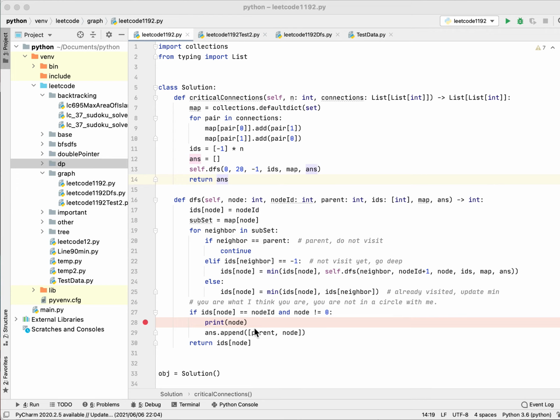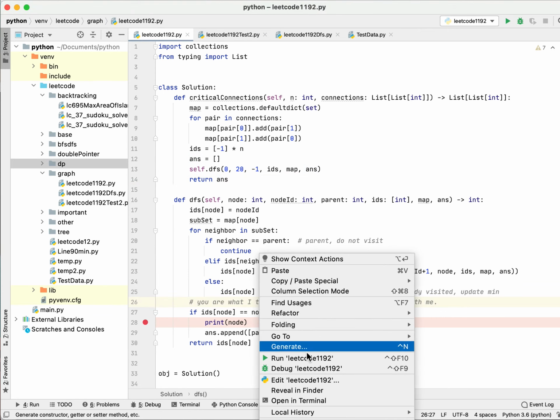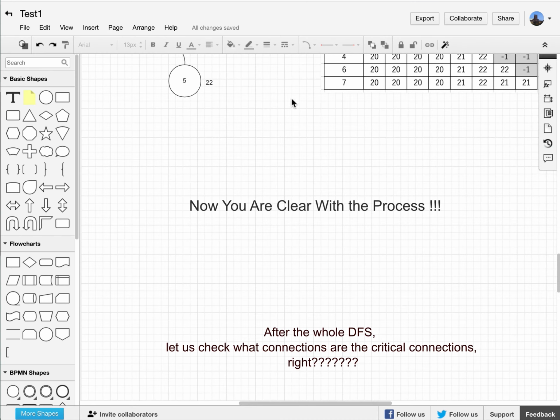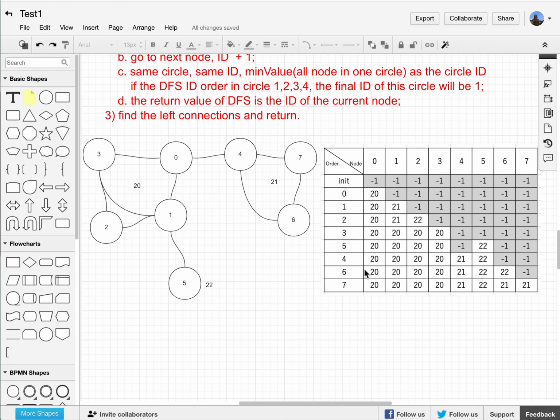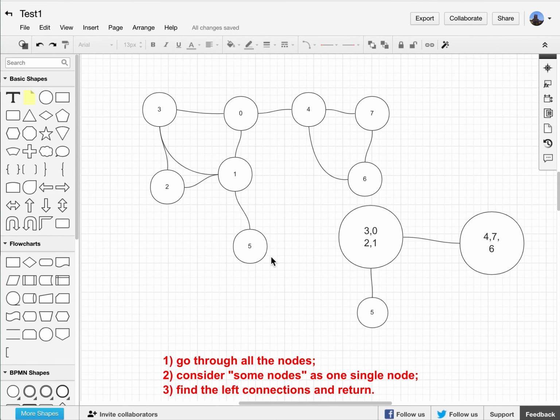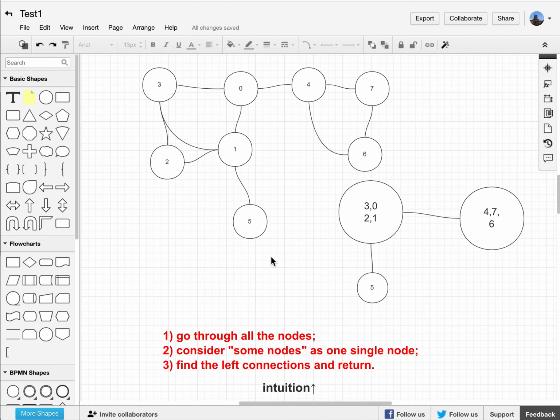All right, so let's check the result. The result will be 1, 5, and 0, 4. Just this one. Right, so that's all. That's my solution for this question.